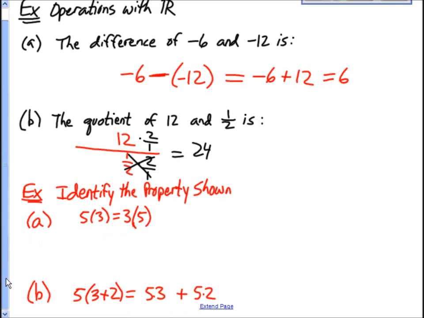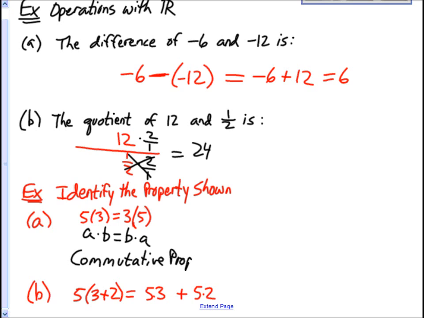Identify the properties shown here. So it looks like here you got 5 times 3 is the same as 3 times 5. So if you notice, the 5 and 3 just switch places. So it's like A times B equals B times A, right? So we got the commutative property of multiplication.